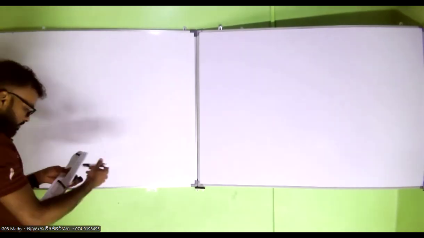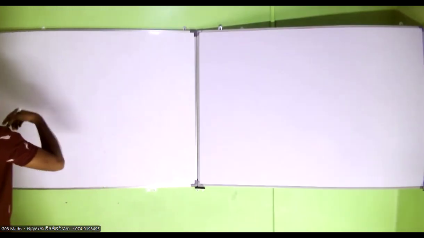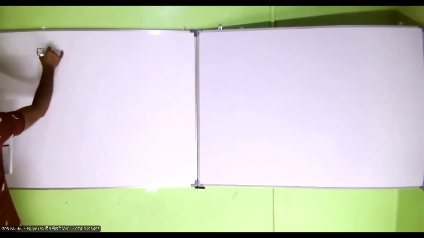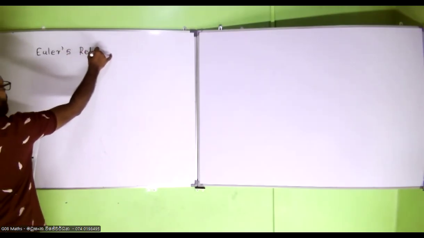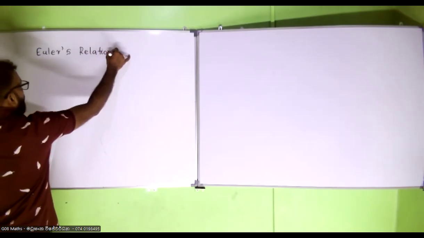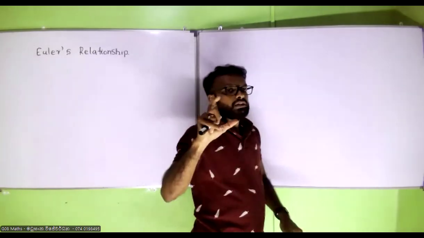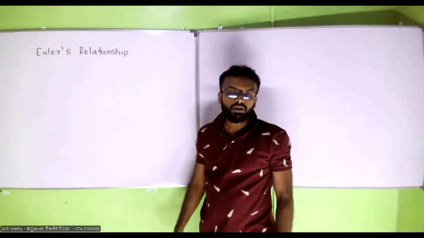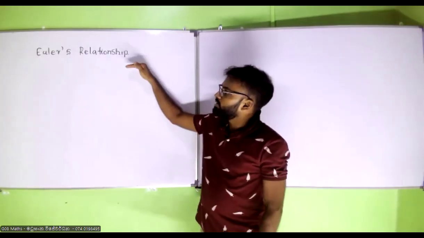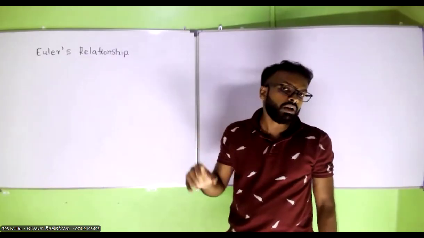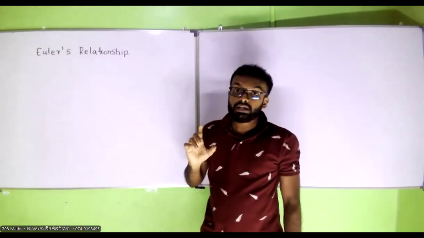So now we know what our Euler's relationship is. I will write it again. Euler's relationship. We are going to apply this Euler's relationship for solids only. This mathematician, his name is Euler.